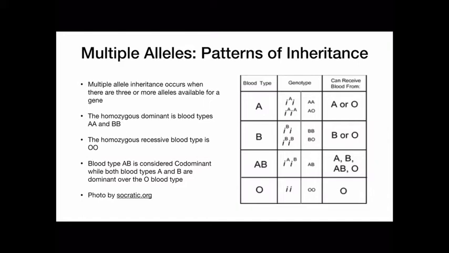And blood type AB is considered codominant, while both blood types A and B are dominant over the O blood type. It's considered codominant because it's a mix of both A and B. This photo is by Socratic.org.